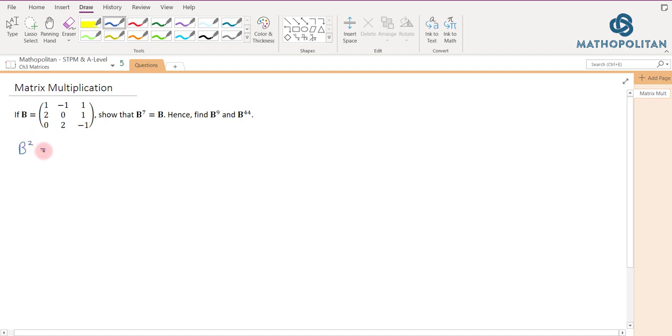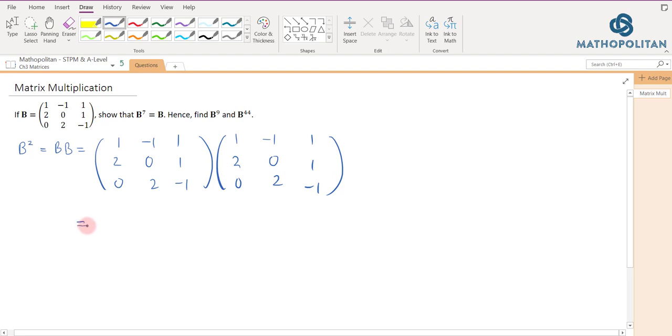So B squared here will be B times B, which is 1, 2, 0, negative 1, 0, 2, 1, 1, negative 1, and then we multiply by the same thing again. Then we'll do the matrix multiplication. First off, we'll start with the first row, and we multiply it to the first column.